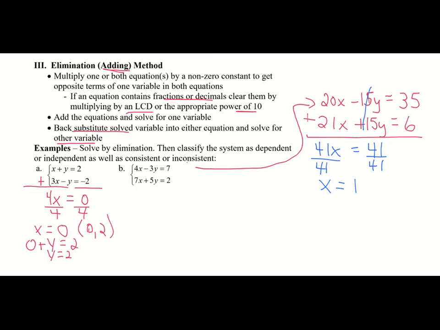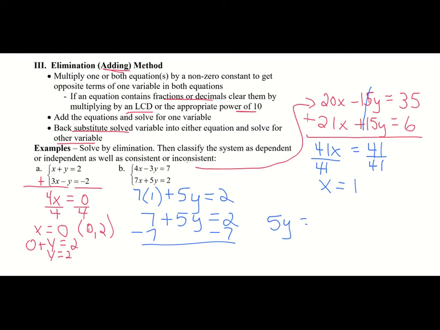But I'm going to go ahead and plug it in here. So I'm going to do 7 times 1 plus 5y equals 2. So 7 times 1 is 7. 7 plus 5y equals 2. We'll subtract 7 from both sides. So I have 5y equals negative 5. Divide both sides by 5, and I get y equals negative 1. So my solution to this system is 1, negative 1.